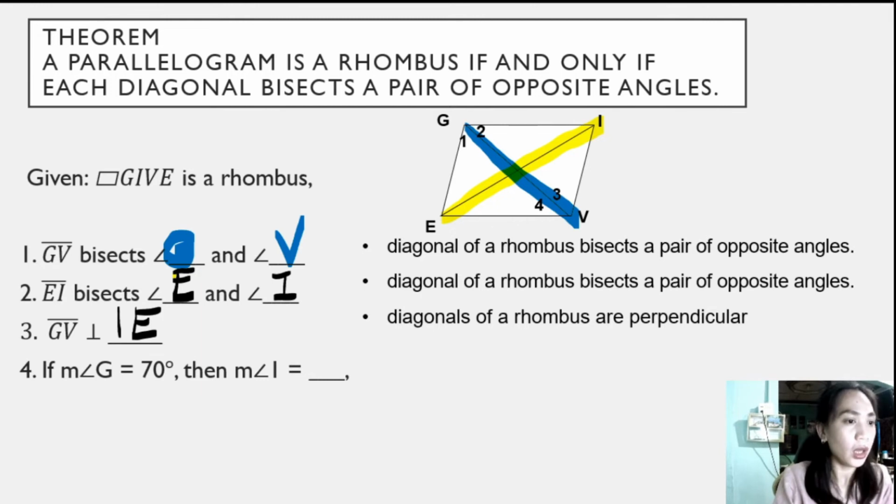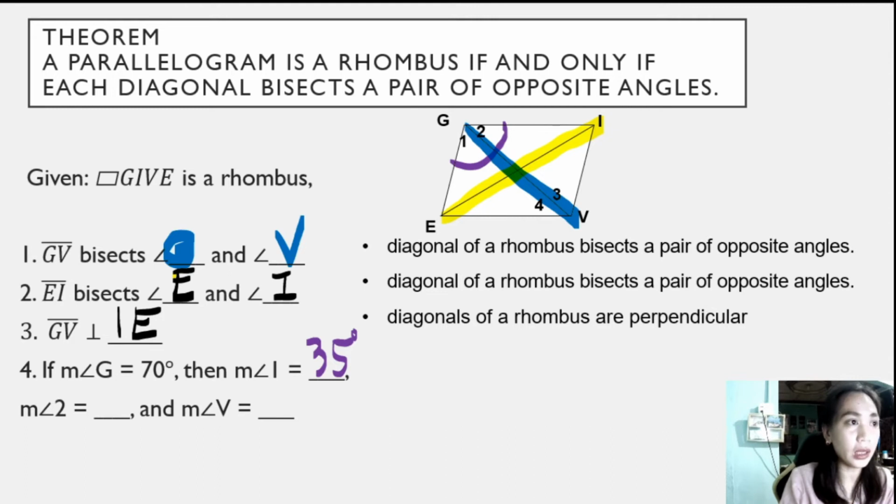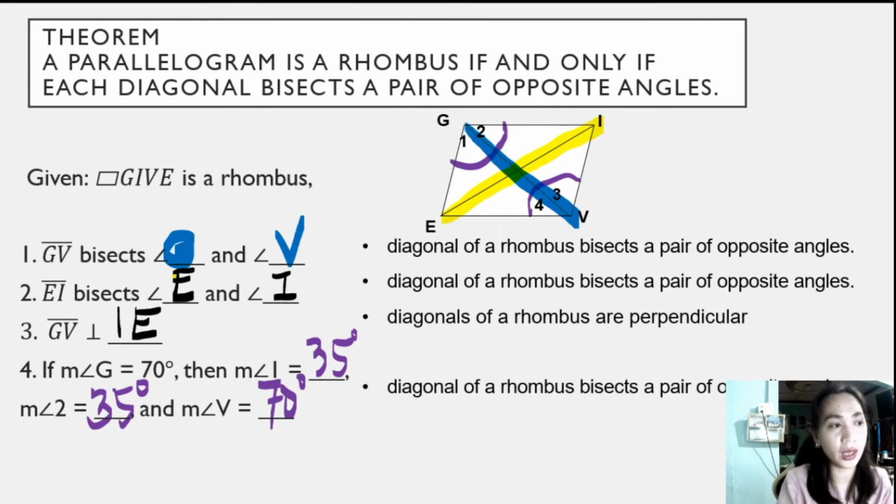Now, if angle G is 70 degrees, that is the whole measure of angle G. The question is, what is the measure of angle 1? It is 35 degrees, and angle 2 is also 35 degrees. And angle B, what is its measure? Same with 70 degrees because the opposite angles are congruent. Again, the diagonals of a rhombus bisect opposite angles.